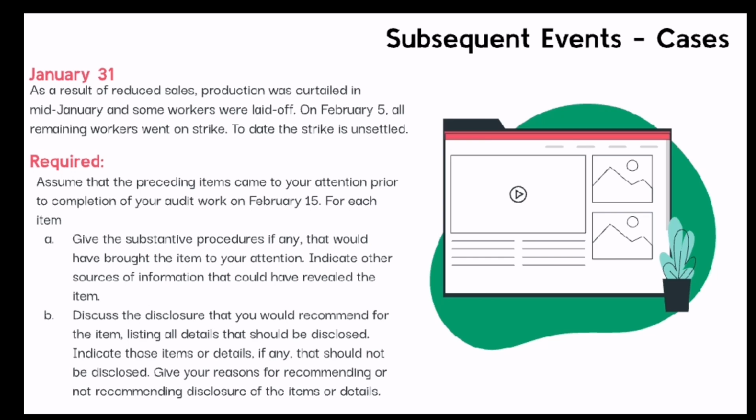So, required: assume that the preceding items come to your attention prior to completion of your audit work on February 15 for each item. Give the substantive procedures, if any, that would have brought the item to your attention. Indicate other sources of information that could have revealed the item. Discuss the disclosure that you would recommend for the item, listing all details that should be disclosed. Indicate those terms or details, if any, that should not be disclosed. Give your reasons for recommending or not recommending disclosure of the items or details.